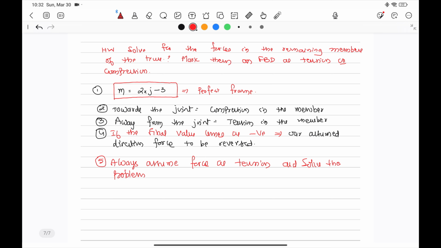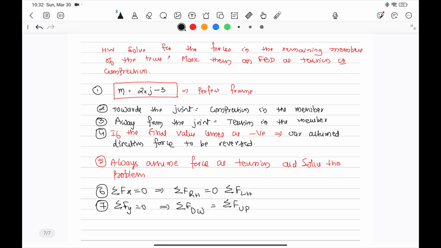Next takeaway, sigma fx is equal to 0 implies sigma f in the right hand direction is equal to sigma f in the left hand direction. Sigma fy is equal to 0 implies sigma f downward is equal to sigma f upward. Please remember these steps.